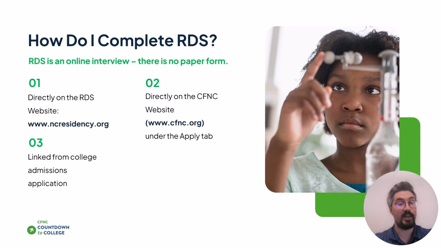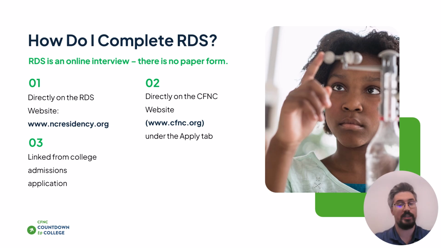So now that you know why you have to complete it, the question is, how do you complete it? It's actually accessible in many different ways. It's very easily accessible to students and families. First and foremost, it is an online application. There is no paper form for it currently. You can find it really in 3 main ways.